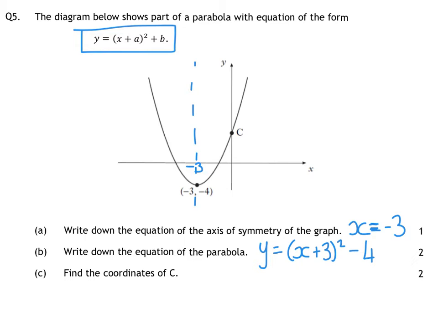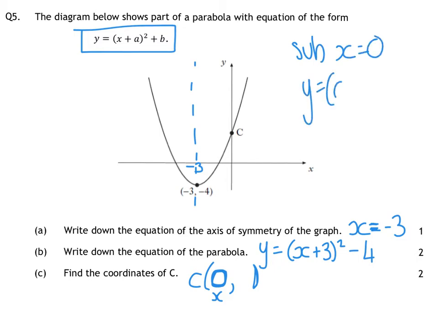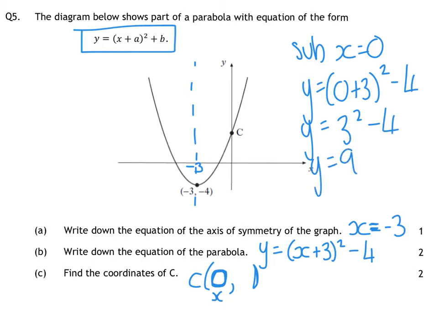Then it asks for the coordinates of C. Now at the moment, I know C is along nothing because it's lying on the y-axis. So it's along nothing, and I just don't know the up bit. I don't know the y coordinate. Now, because I know the first number is 0, I know my x coordinate is 0. So what I'm going to do is into my equation, I'm going to sub in x equals 0. So I'm going to have y equals 0 plus 3 all squared take away 4. So that's just 3 squared take away 4, which is 9 take away 4, which is 5. So the coordinate of C is 0, 5, and that kind of matches the picture because it's a positive number.